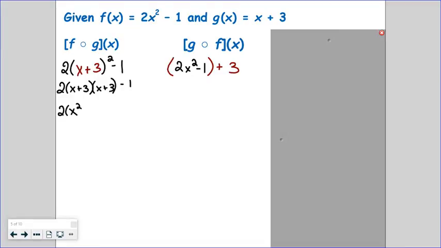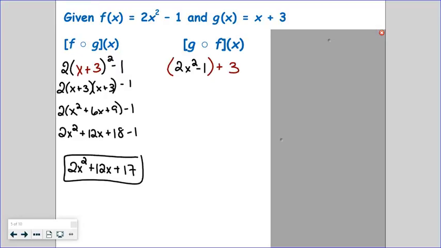Okay, so foiling, I get x squared plus 6x plus 9. Distribute the two through. Combine my like terms. Final answer, 2x squared plus 12x plus 17. In the middle, there wasn't a lot to do. You didn't have to FOIL it. You didn't have to distribute. No, nothing. Just combine my like terms. Negative 1 plus 3 gives me 2x squared plus 2.